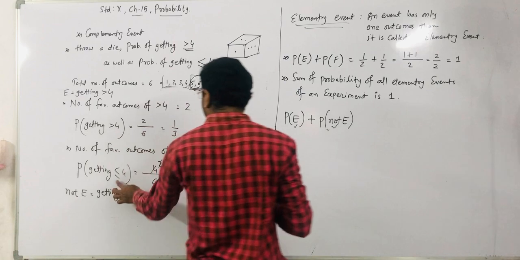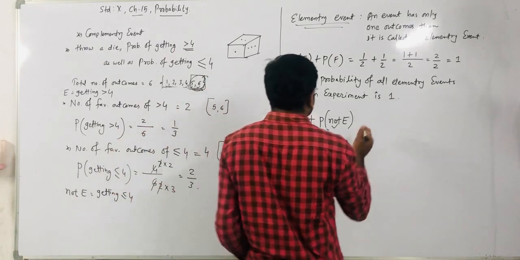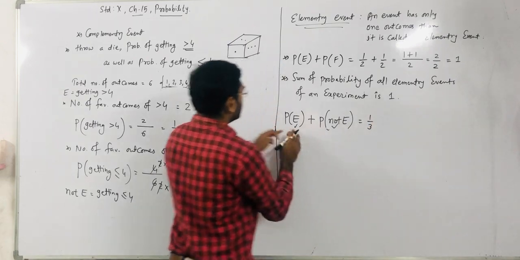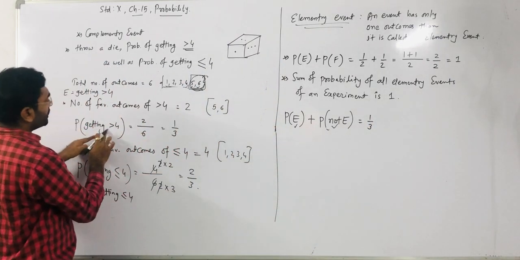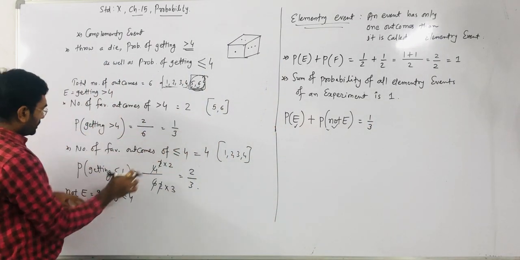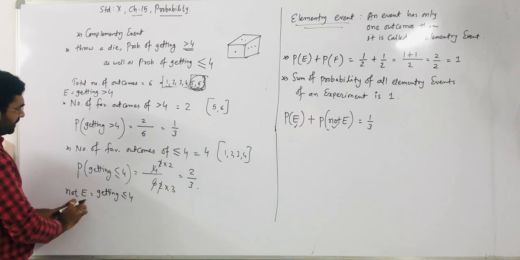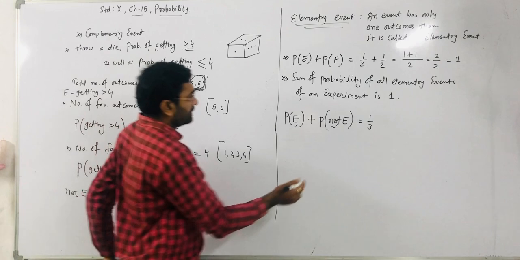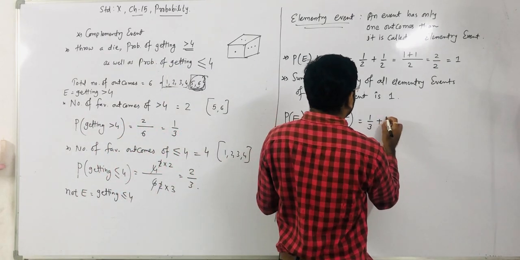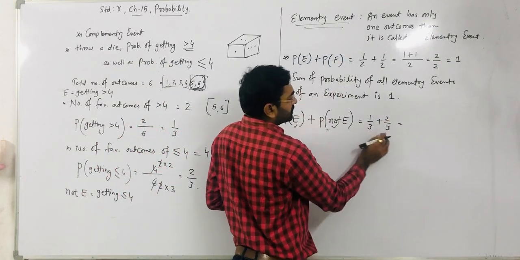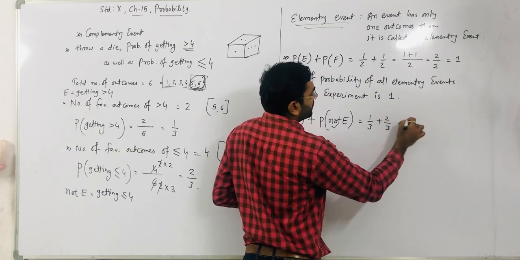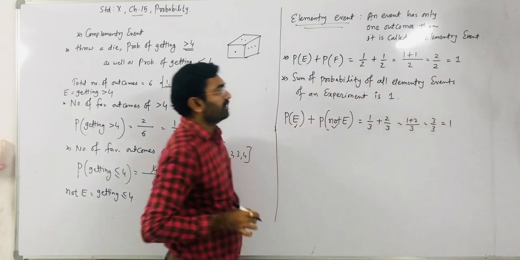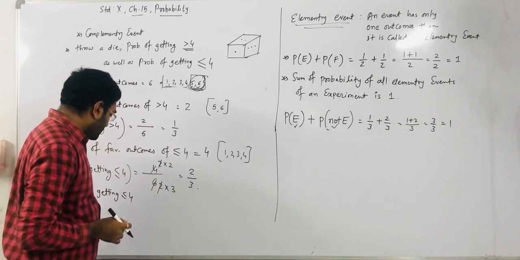So both events' probabilities we define. Right? So the probability of the event E, getting greater than 4, is 1 by 3. And not E event, getting less than or equal to 4, probability is 2 by 3. Whenever I take the summation of these, then what do I get? Here denominator is same, numerator's addition we have to do. So 3 by 3, so we get 1. Right?